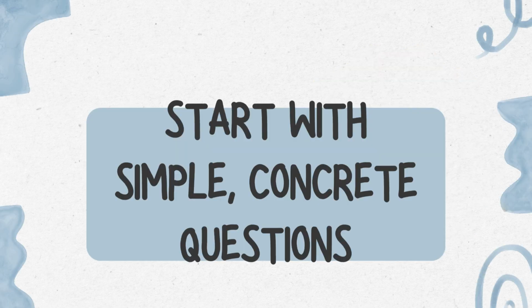First, start with some simple but concrete questions. For example, if you're discussing a story about a character who helps a friend, you might begin with a question like, why do you think the character decided to help their friend? Then you can start with questions that are easy for children to relate to and to understand. Focus on concrete concepts that they can grasp, like emotions, actions, and everyday situations.